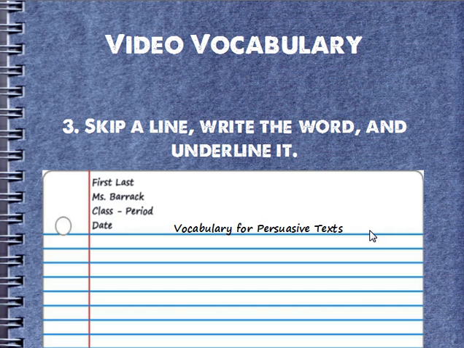Number 3, skip a line, write the word, and underline it. So I'm going to go ahead and give you the first word in your vocabulary. You can go ahead and write it. But what do I mean by skip a line? People get confused by that all the time. Your title is on the first line.